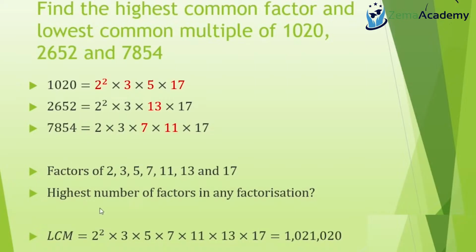So I calculate the lowest common multiple by multiplying 2 times 2 times 3 times 5 times 7 times 11 times 13 times 17, which gives us 1,021,020. And that's how you do one of the more complex finding of highest common factor and lowest common multiple.